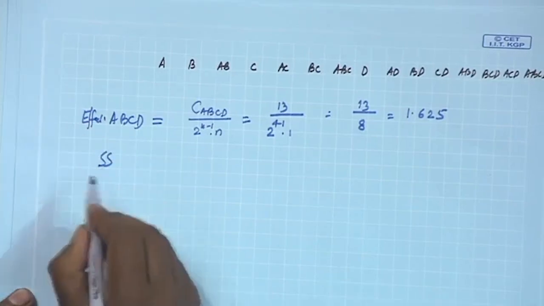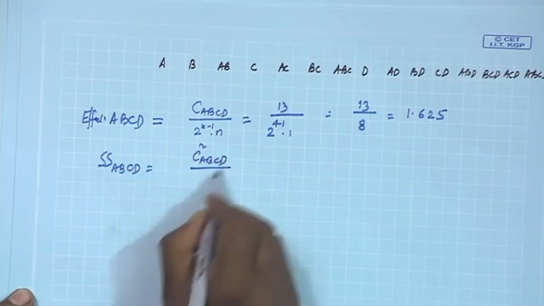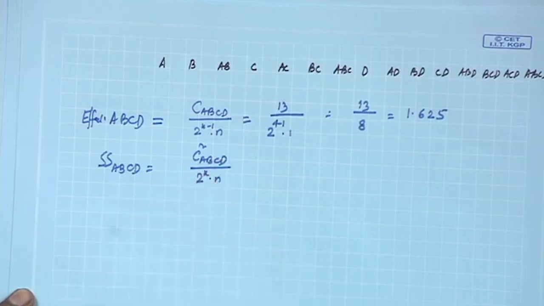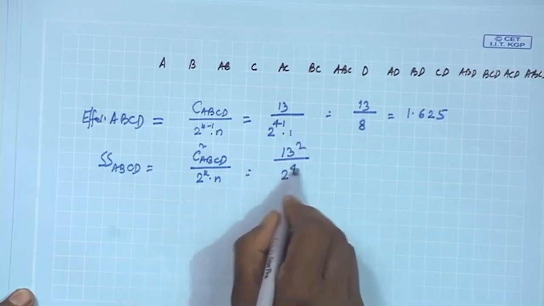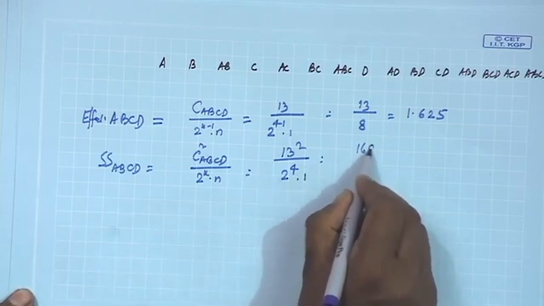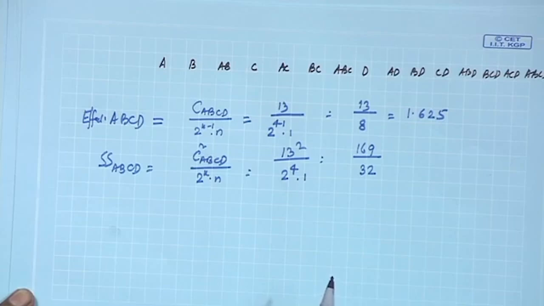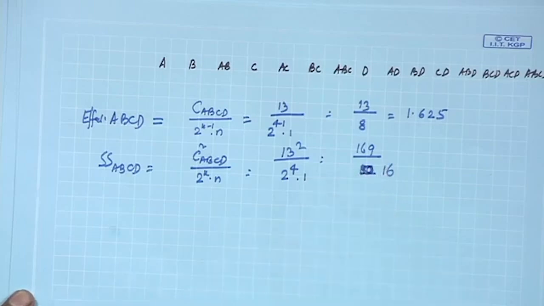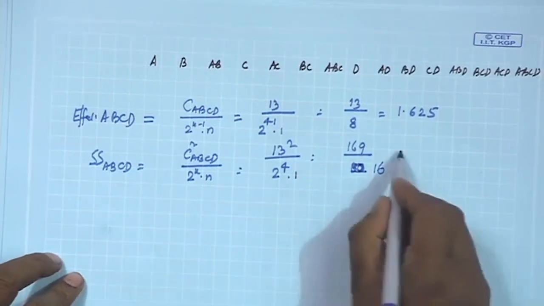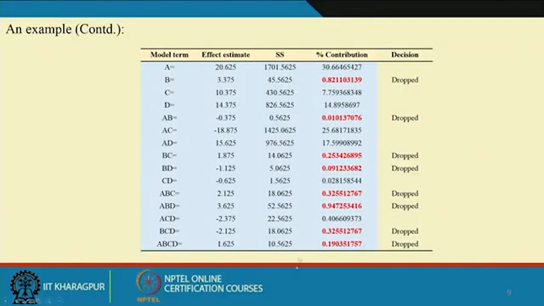Suppose you want to compute the sum square of ABCD, what will you write down? Contrast square ABCD divided by 2 to the power k into n. So, contrast square is 13 square divided by 2 to the power 4 into 1. So, this is 169 by 32. Is it so? 16. It will be 16. 2 to the power 4 is 16. So, then this will be 10.56. So, see here that SS is 10.56.